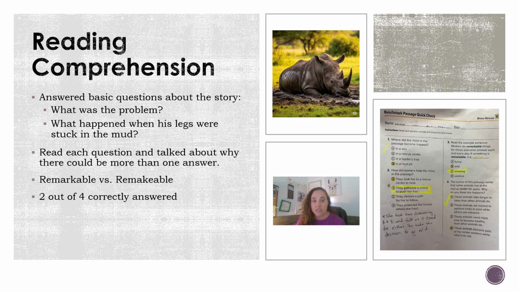So overall, she received 2 out of 4 correctly answered on that page, but also correctly answered the questions I asked her.